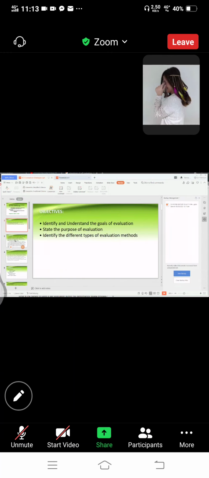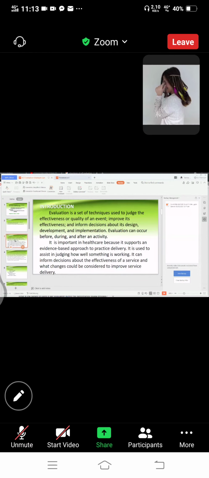For my objectives, first, identify and understand the goals of evaluation. Second, state the purpose of evaluation and identify the different types of evaluation methods.